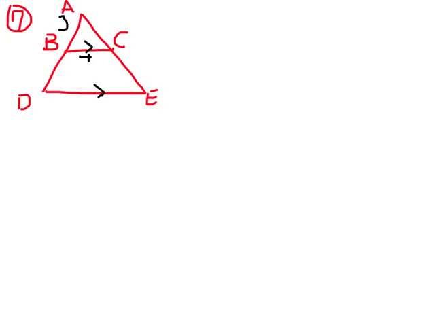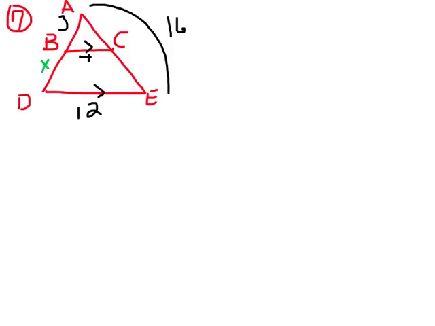AE is 16, so from here to here is 16. And then DE is 12. Okay, and anything else they gave me? 3, 4, 16, 12. They tell me I've got parallel lines here, and they want to know what BD is. So they want to know what this piece right here is. I'm going to label it in green. I'm going to call it X.